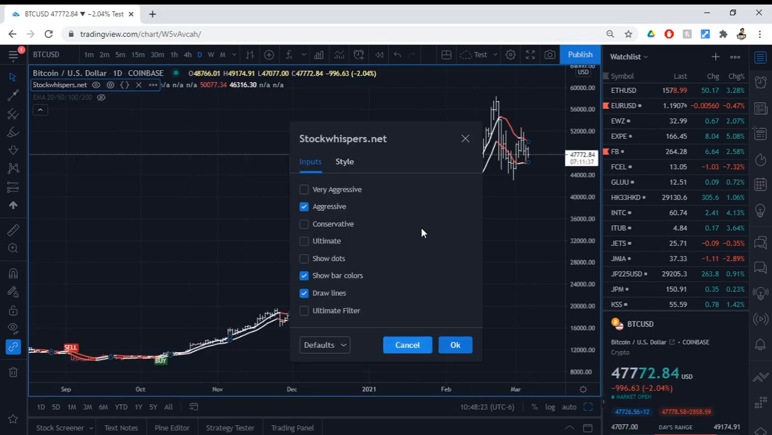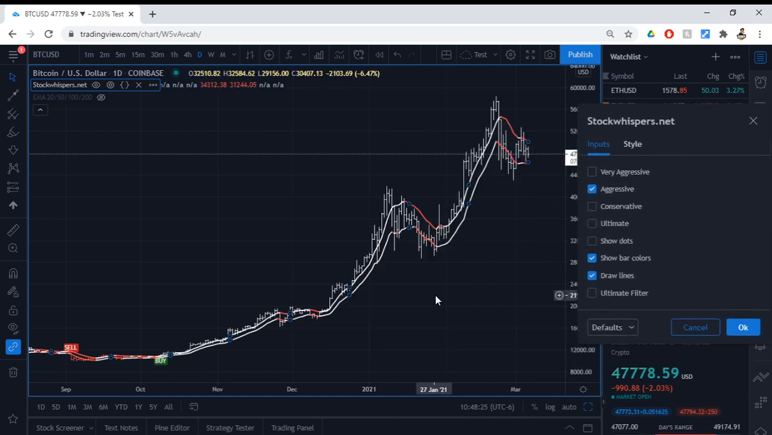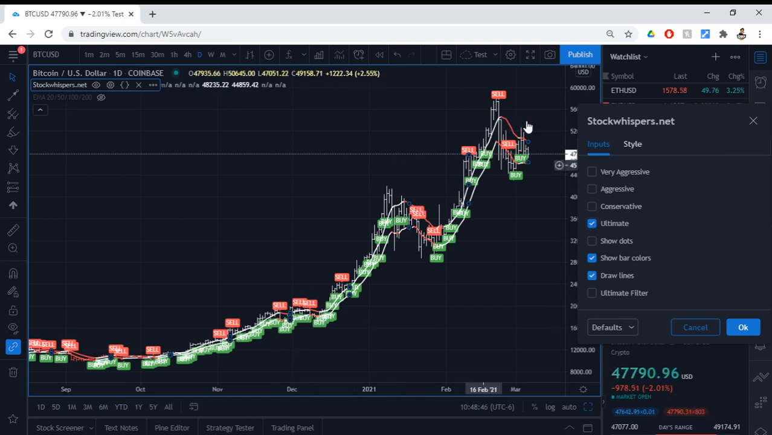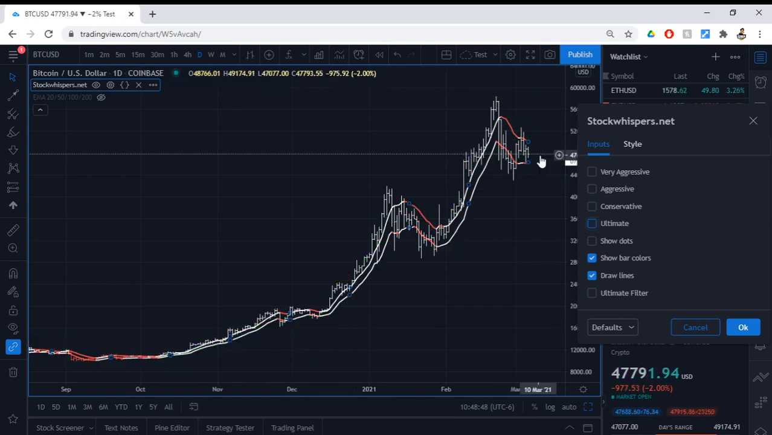the aggressive, right? So we have this. This is a possibility, right? Then we have the very aggressive. This is a different possibility. And we have the conservative, which is a different possibility. Right? And we have the ultimate now, which is a whole other possibility. Okay. So you have four strategies that you can choose.